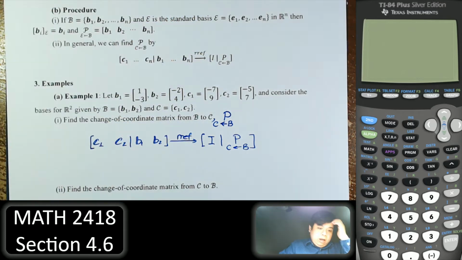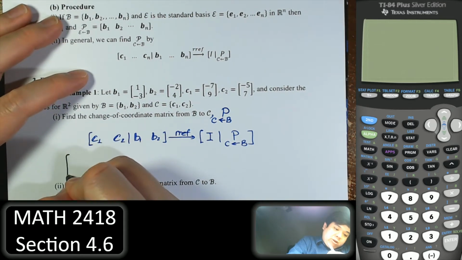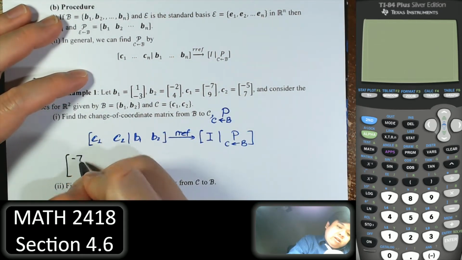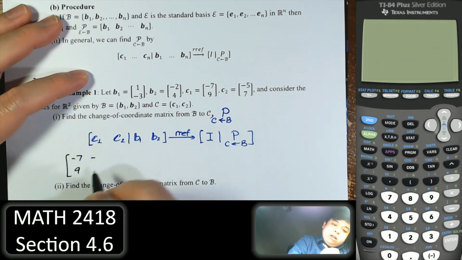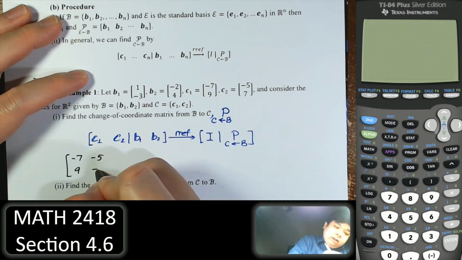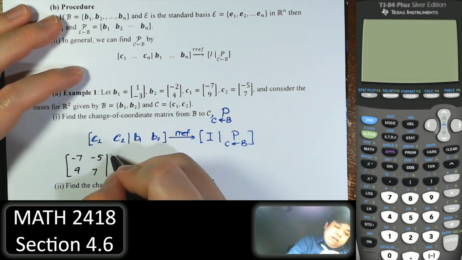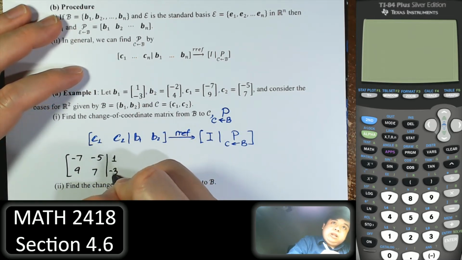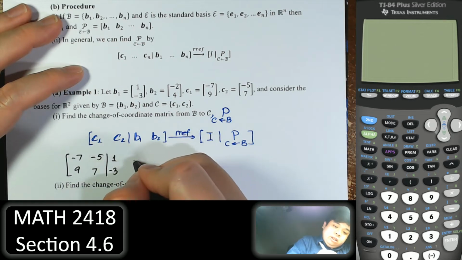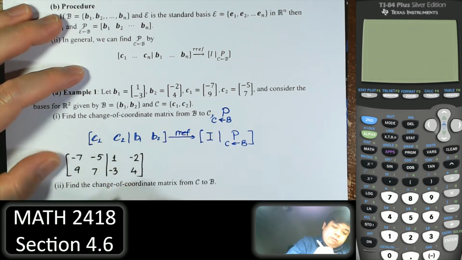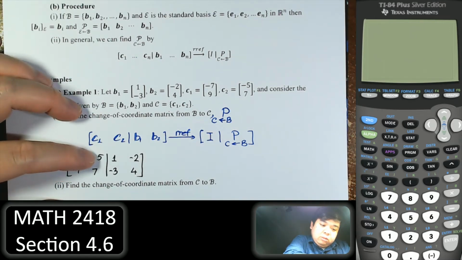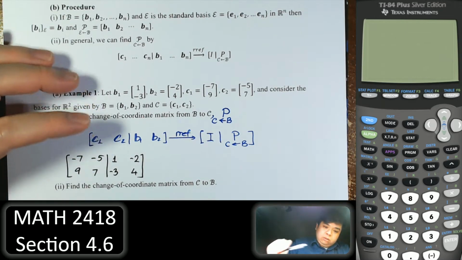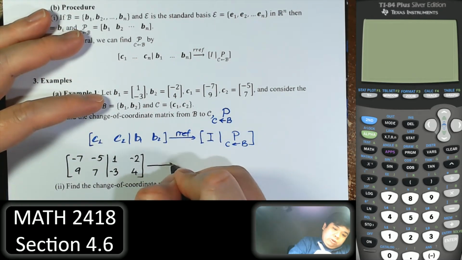So in this case, we will write the matrix with C: -7 and 9, -5 and 7, and then B1, B2: -3 and -2, 4. And we do reduced row echelon form.